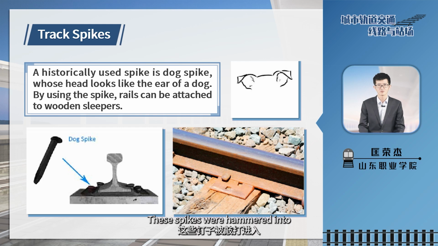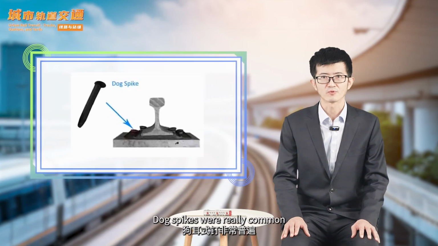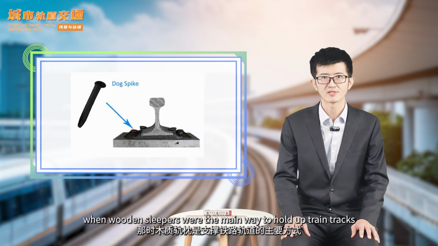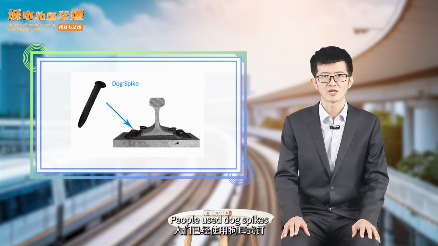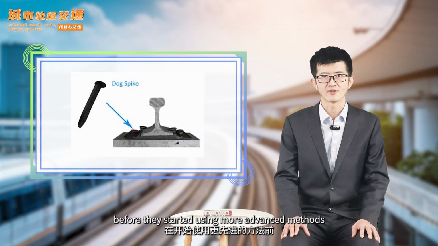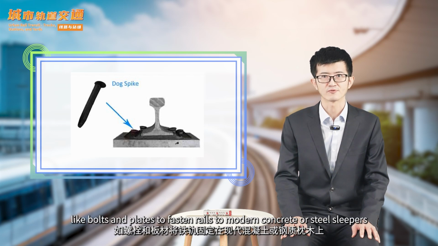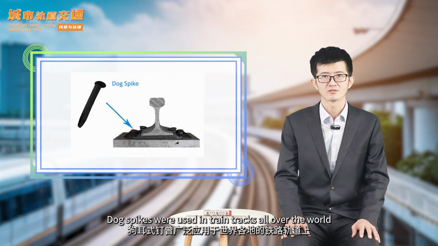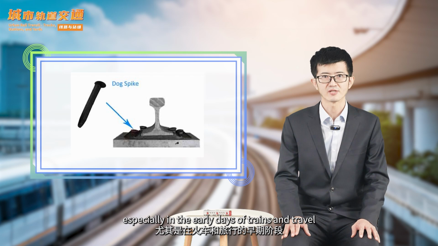These spikes were hammered into the sleepers through the holes in the bottom of the rail to keep them in place. Dog spikes were really common during the 18th century and the early 19th century when wooden sleepers were the main way to hold up train tracks. People used dog spikes before they started using more advanced methods like bolts and plates to fasten rails to modern concrete or steel sleepers. Dog spikes were used in train tracks all over the world, especially in the early days of trains and travel.